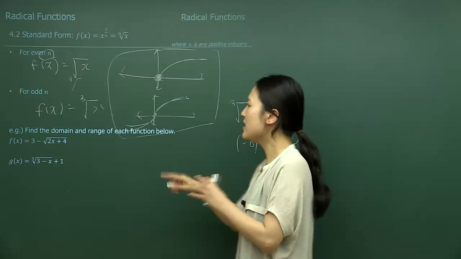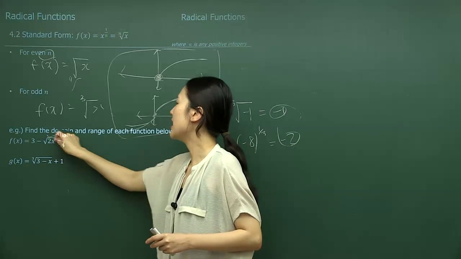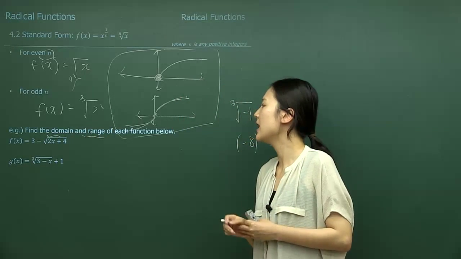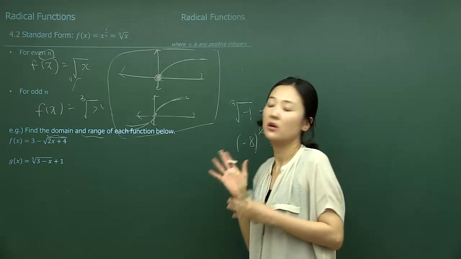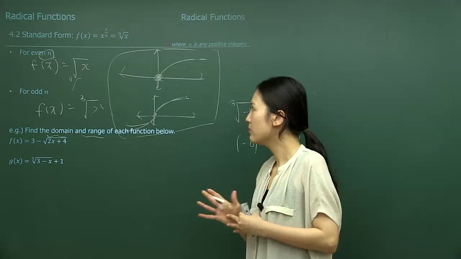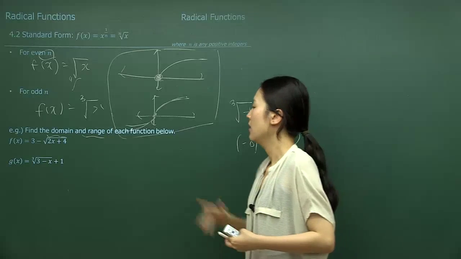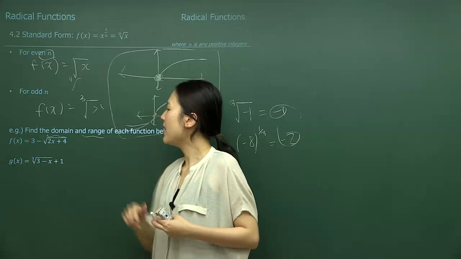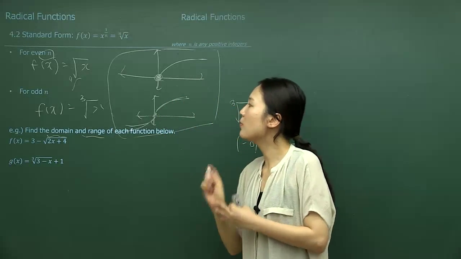Okay? So anyways, domain and range are usually the most popular questions that you will see with radical functions. Okay, here we go. Let's talk about f of x first. Let's look for the domain.